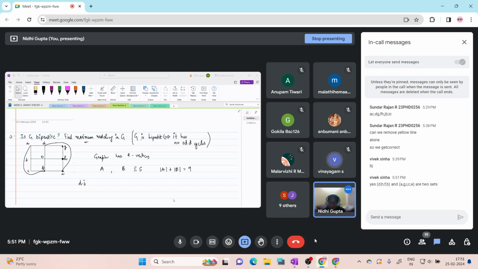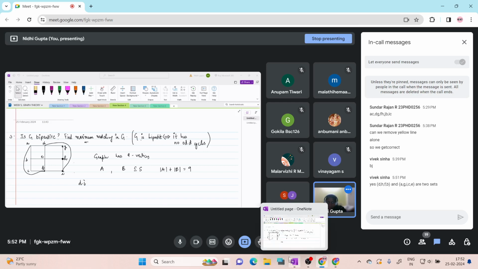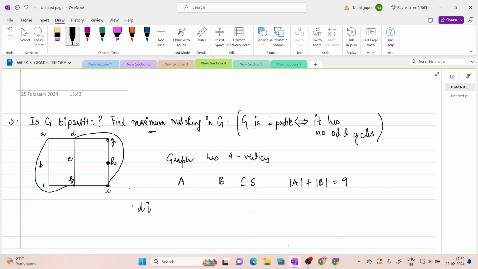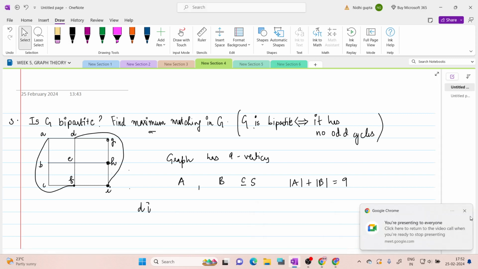Did you get this? So it is basically IH is an edge, HG is an edge. IG is a path with two edges. It is not an edge. Is this clear? Okay. So DIG is not a cycle here because there is no edge between I and G.